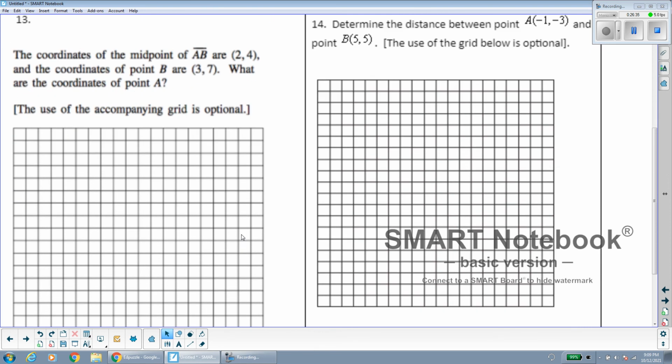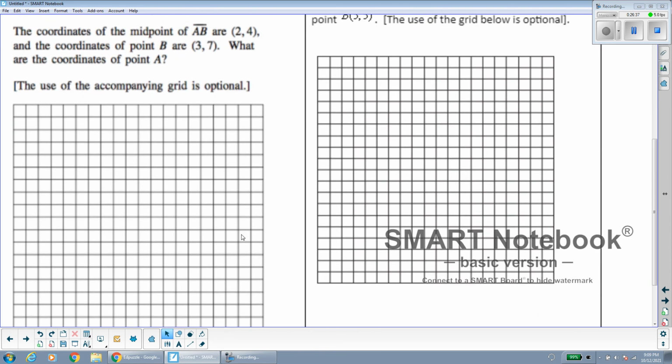So 13, I think the easiest way to do this is graphically. So I'm just going to set myself up here. I'm going to make a little XY coordinate plane. They don't give you one here, but you can make your own. Not too difficult. There we go, all set up.